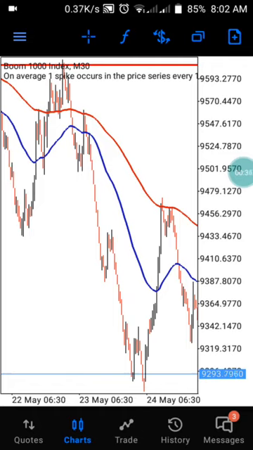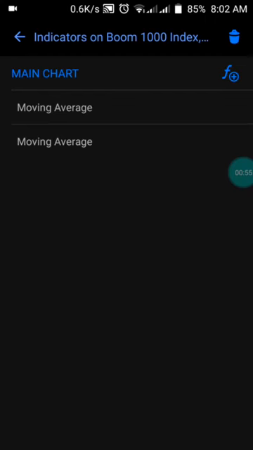For you guys that have not watched my Crash 1000 video, this is another opportunity for you to watch this Boom 1000 and how these two moving averages can help you trade successfully. So let me show you the settings of this strategy so that you can also set it up on your system.